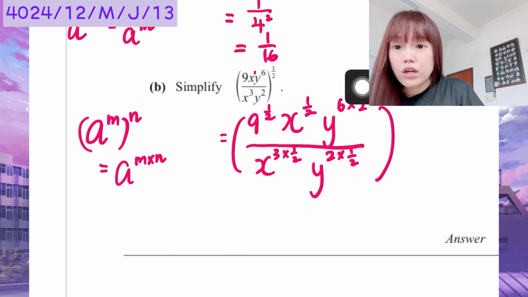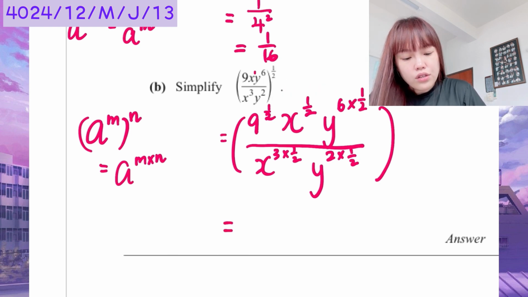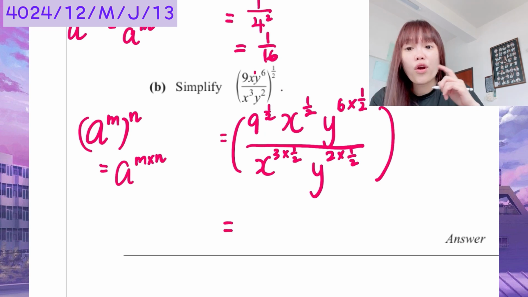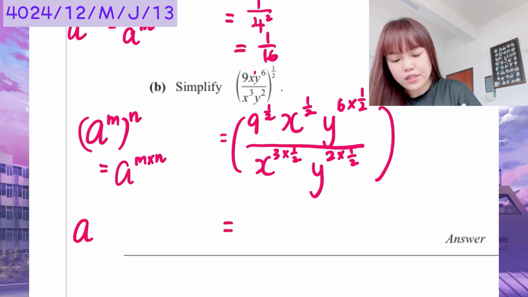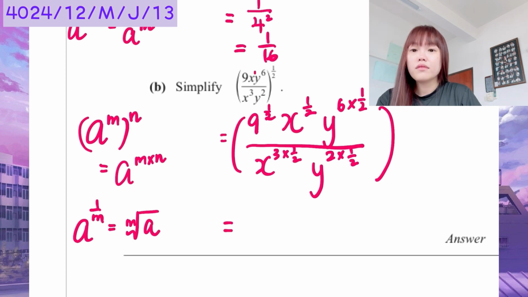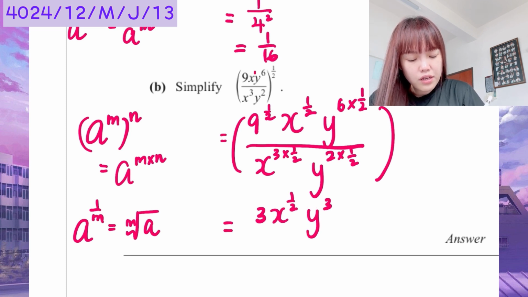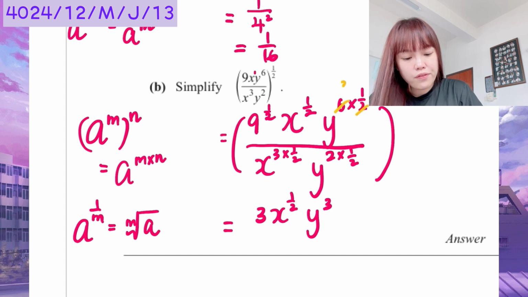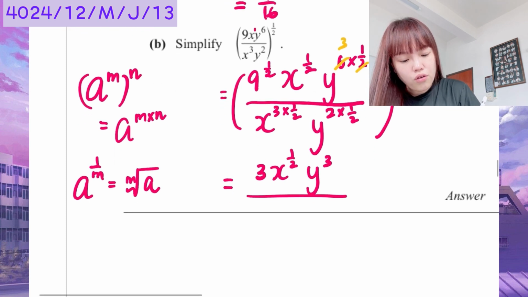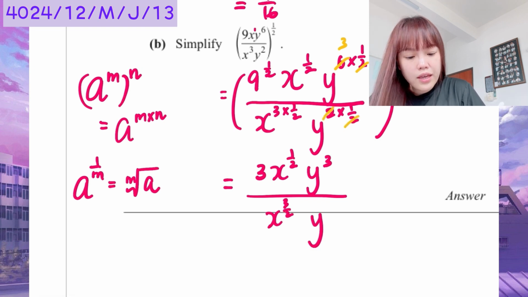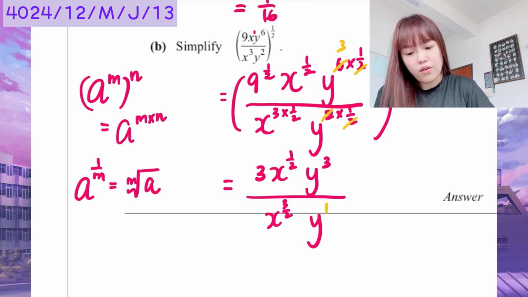So you times the power, only the power you times. So 9 to the power of half is actually square root of 9. Okay, another law of indices here. If 1 over m means it's root. Okay, so square root of 9 here is 3. Okay, this x still half. This will become 3, because this one after you simplify is 3. Over 3 times half is 3 over 2. And then this one when you times, it's 1. Okay, or I don't need to write also can.